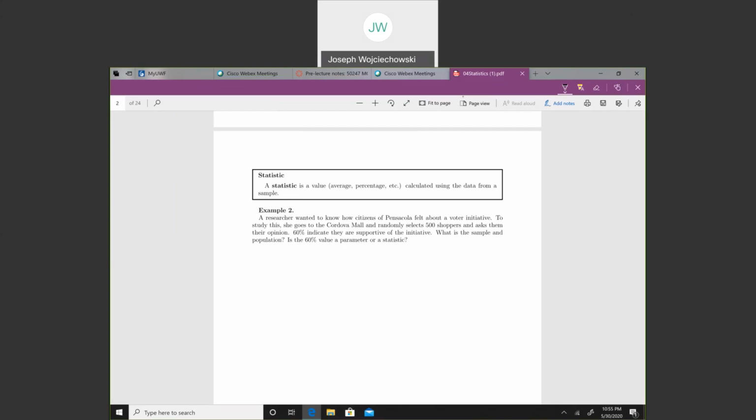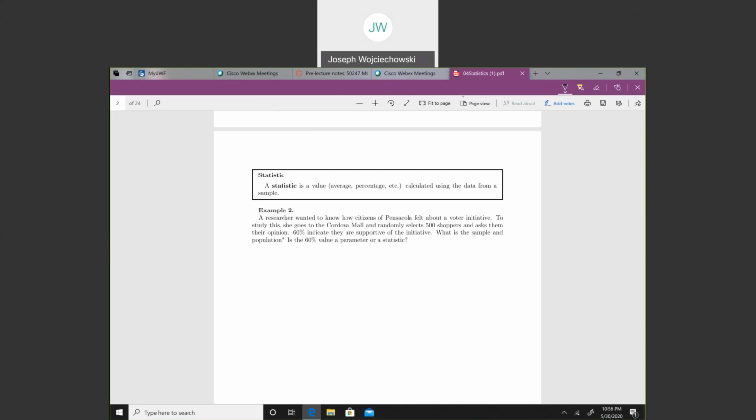A researcher wanted to know how citizens of Pensacola felt about a voter initiative. To study this, she goes to the Cordova Mall and randomly selects 500 shoppers and asks them their opinion. 60% indicate they are supportive of the initiative. What is the sample and population? Is the 60% value a parameter or a statistic?